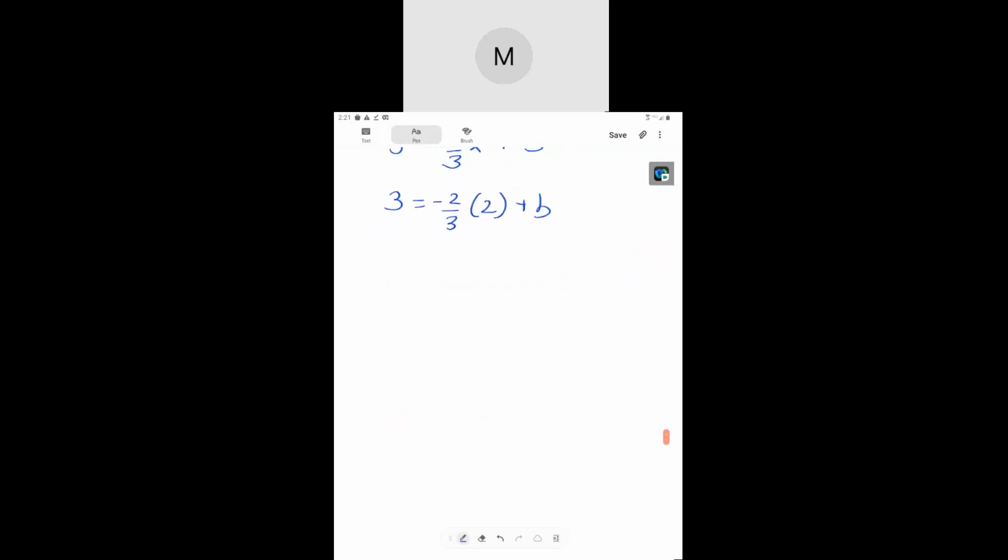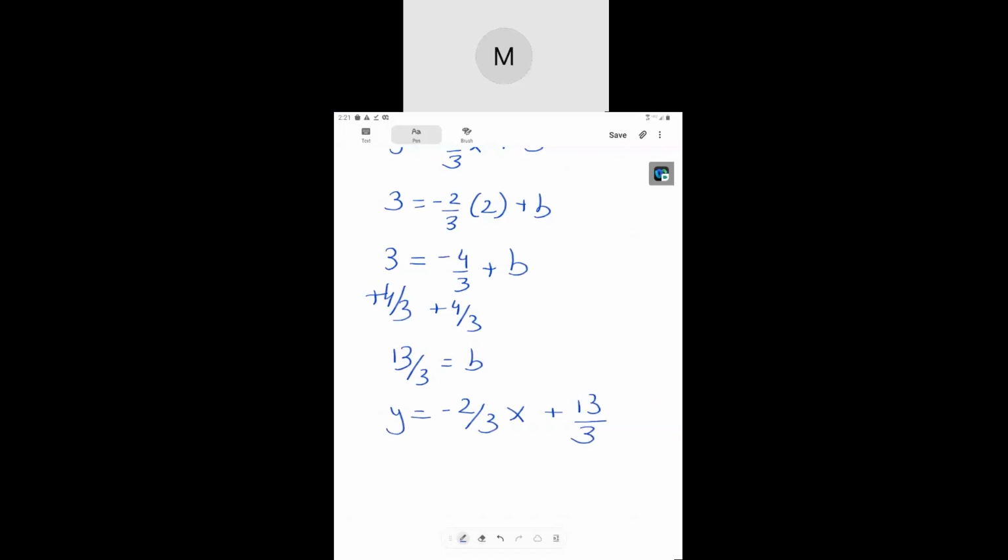So in this case, 3 is equal to negative 4/3 plus b. I'll add 4/3 on both sides to get rid of the 4/3, and I'll get 13 over 3 equals b. And so finally, the equation of my line is y equals negative 2/3 x, sorry, negative 2/3 x plus 13 over 3. And that's how we find equations of a line.